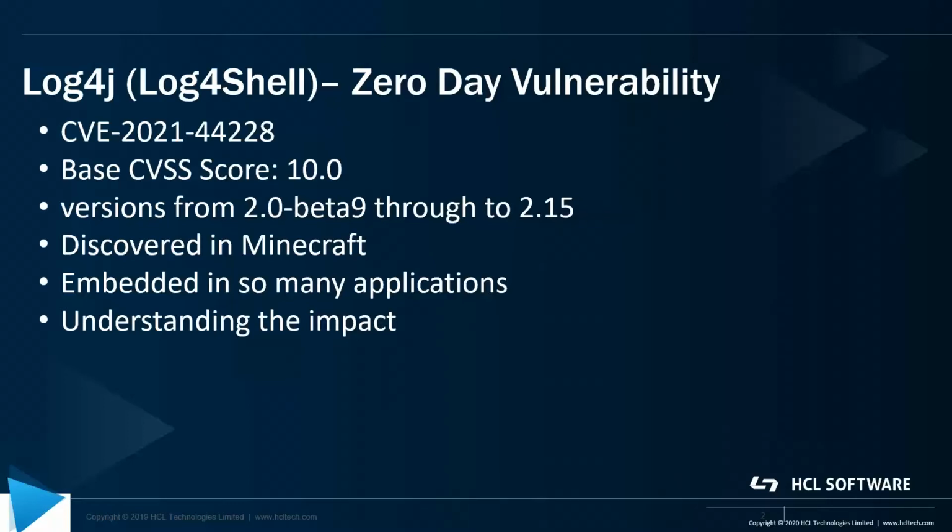So why such a high rating? Well, it's the simplicity of it combined with the prevalence of this library. Java is widely used in many devices and applications. It was first discovered in the game Minecraft and has huge implications for businesses globally. This exploit is estimated to exist in over 100 million instances globally, and an attacker using this exploit with a specifically crafted string could lead to remote code execution on systems. Now, the first step to mitigating this vulnerability is to understand the impact, and that is where BigFix can help.